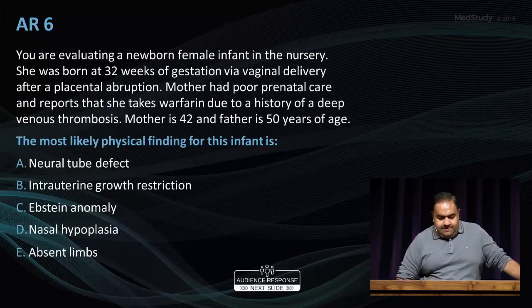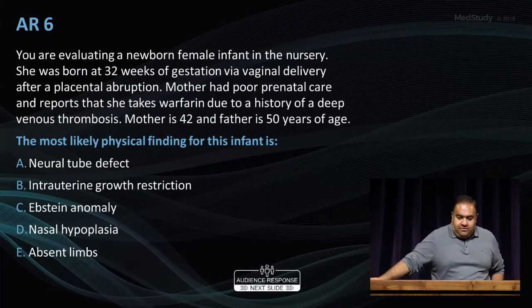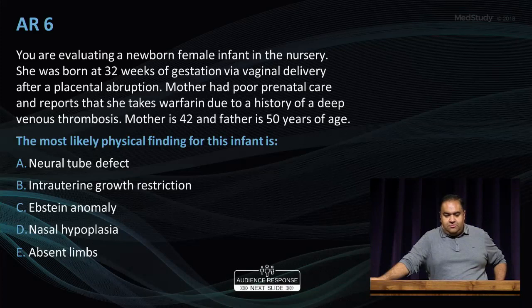All right, so you were evaluating a newborn infant in the nursery. She was born at 32 weeks gestation after a placental abruption. Mom had poor prenatal care and reports that she takes warfarin due to a history of deep venous thrombosis. Mom's 42, dad is 50. Wow. Most likely physical finding for this infant is A, neural tube defect, B, intrauterine growth restriction, C, Ebstein's, D, nasal hypoplasia, or E, absent limbs.